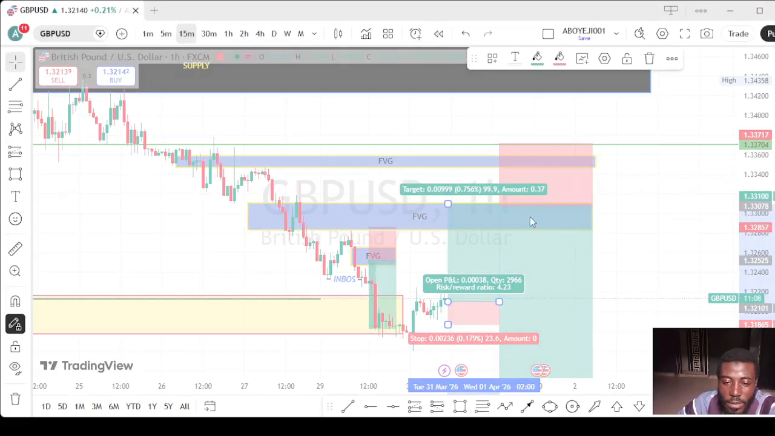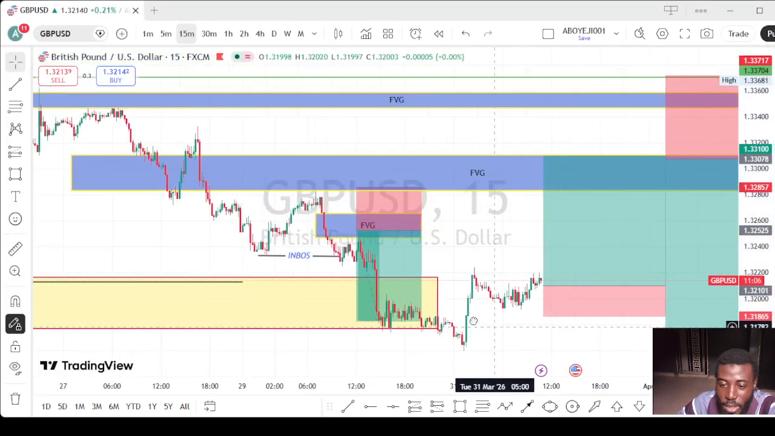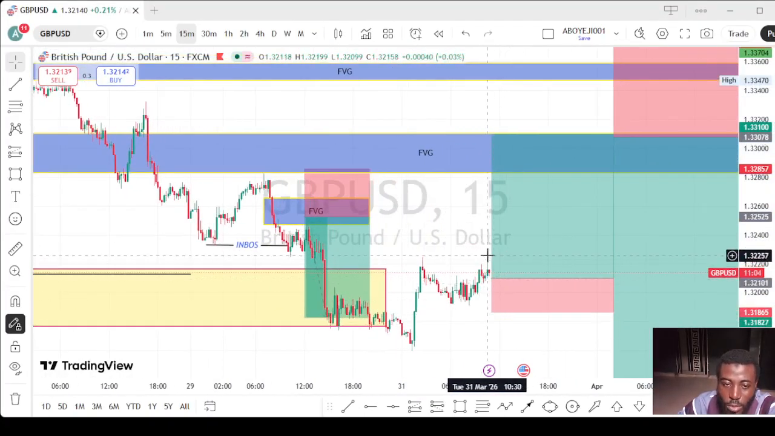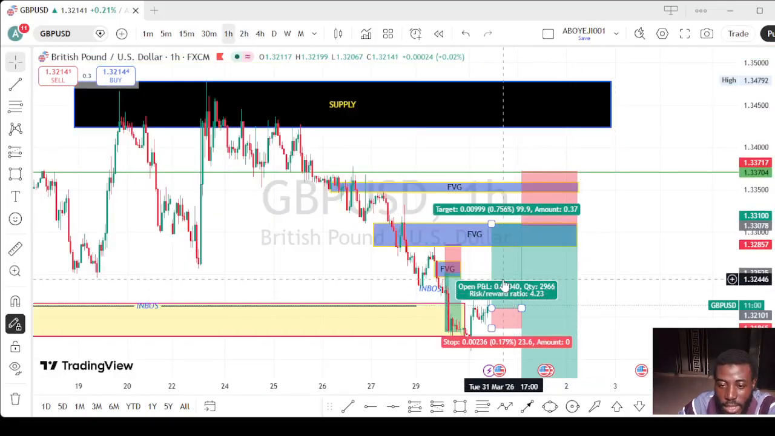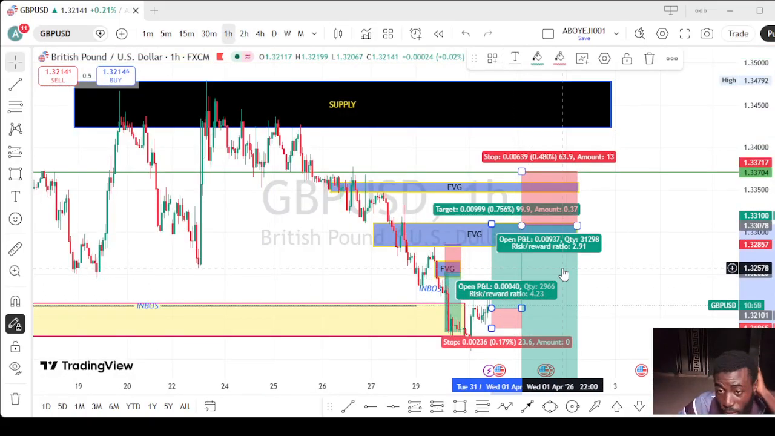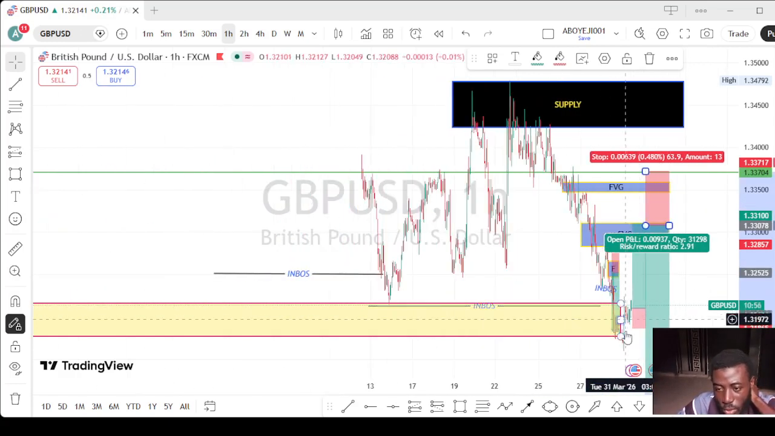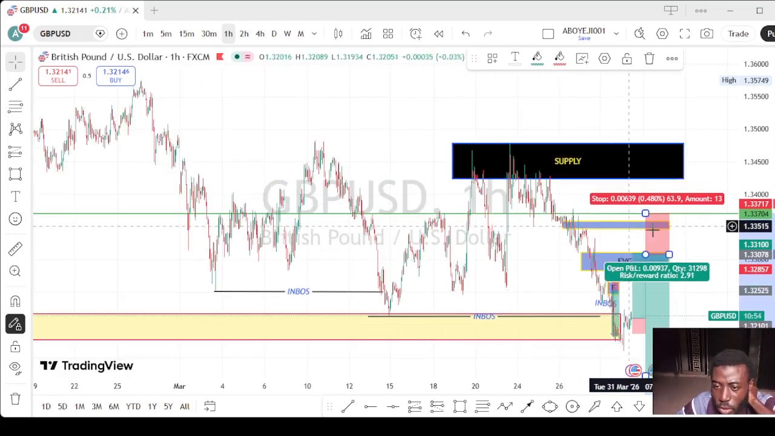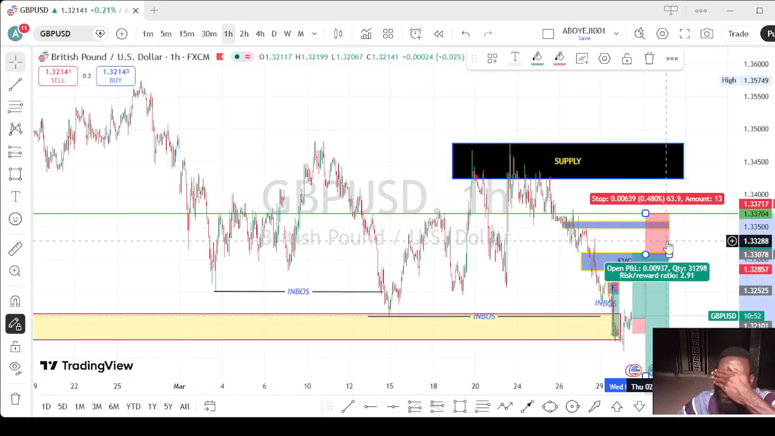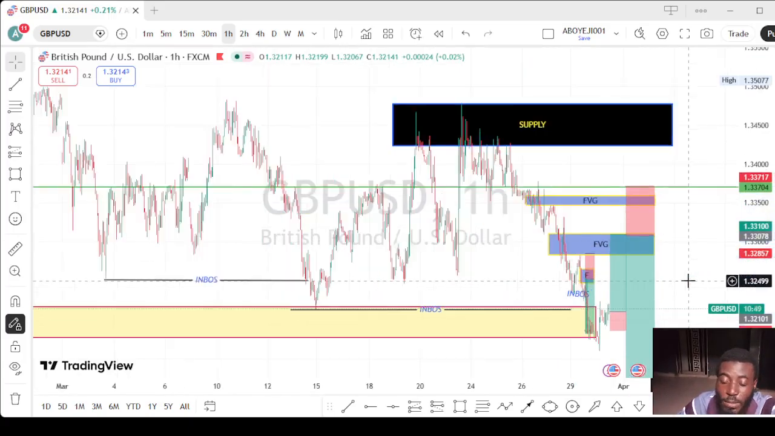So on the 15-minute time frame, let's see what it is telling us. You can see the 15-minute time frame just gives us the buy. So that is what I'm seeing. Let's see the buy, 1:4. Let's see the sell itself, 1:2. The sell is okay, it's because our stop loss is too large. That is the why.